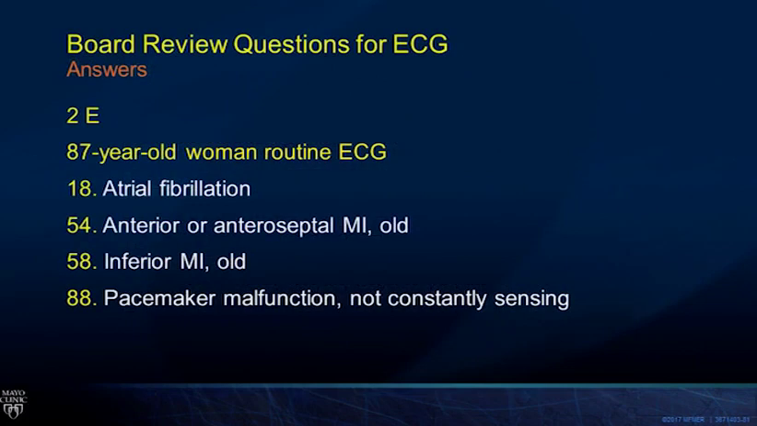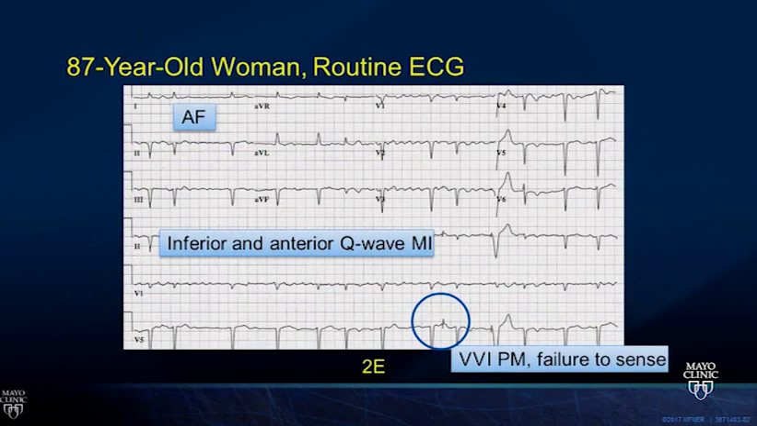So here's how I read this out. AFib, anterior, or you could say anterior septal MI old, inferior MI old, and one of the subtle findings was pacemaker malfunction, not constantly sensing. Now, I don't think anyone would have a problem with the AFib. If somebody said flutter, that's fine, not a big deal. But I would say fib for the most part.